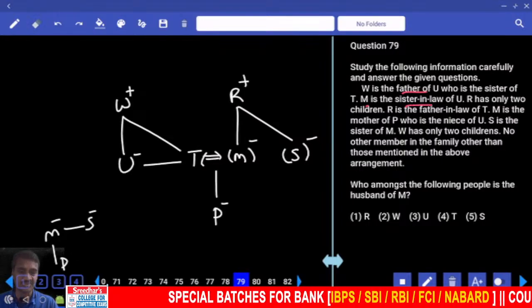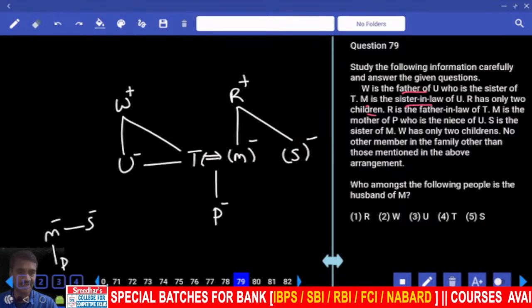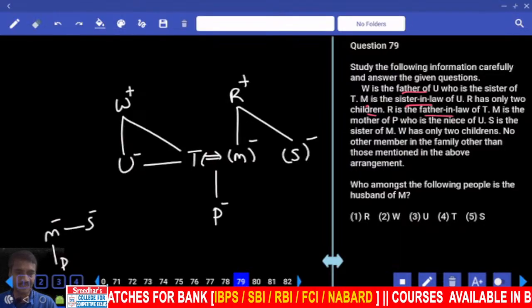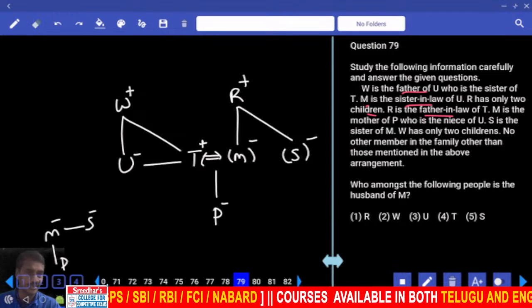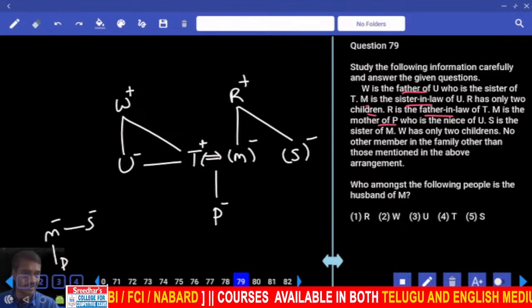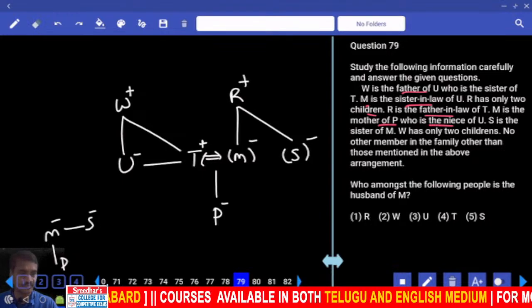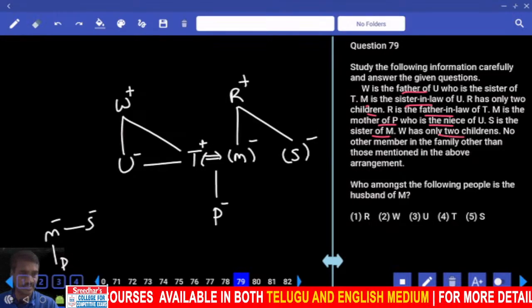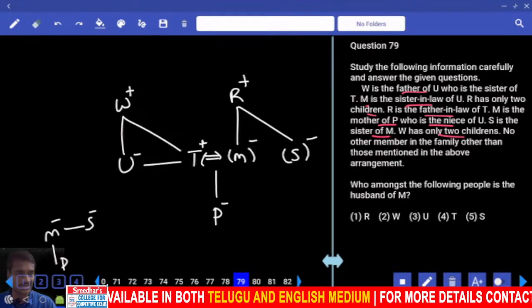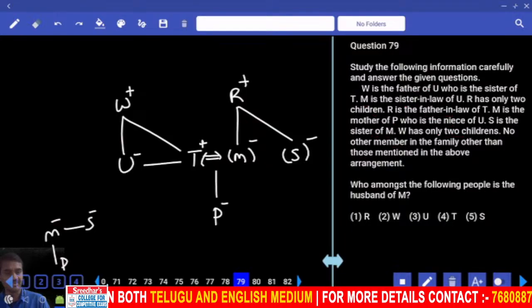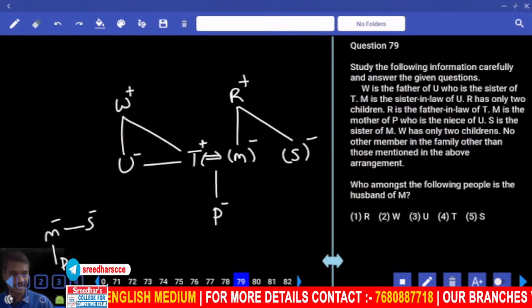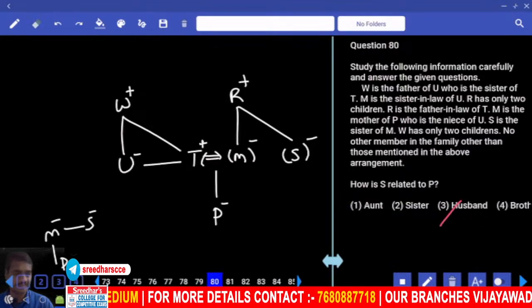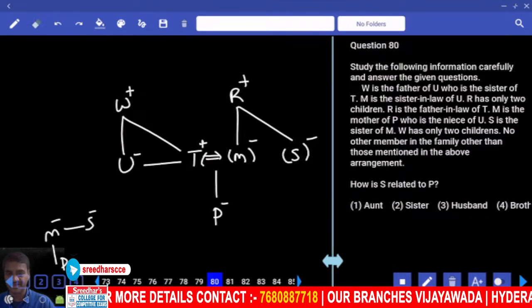Then M is the sister-in-law of U and R has only 2 children. R is the father-in-law of whom? R is the father-in-law of T. T is a male. And M is the mother of P. And P who is the niece of U. S is the sister of M. W has only 2 children. No other members in the family. Then who among the person is the husband of M? T, choice for 79.